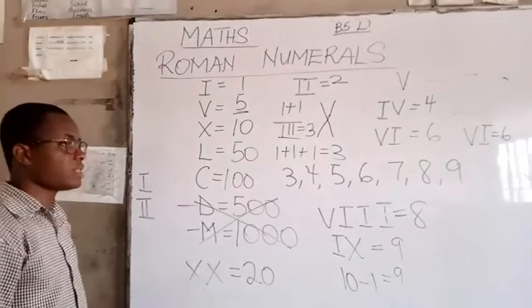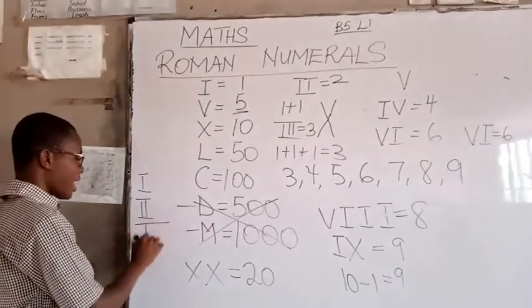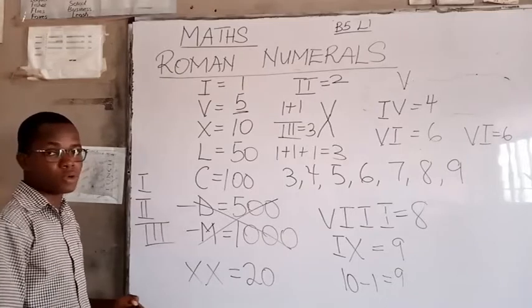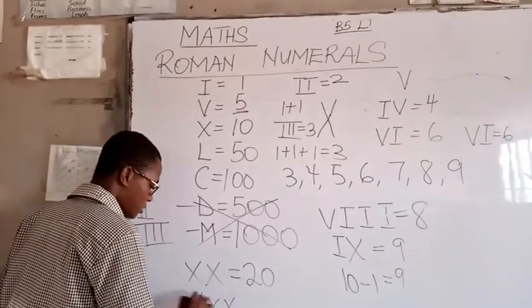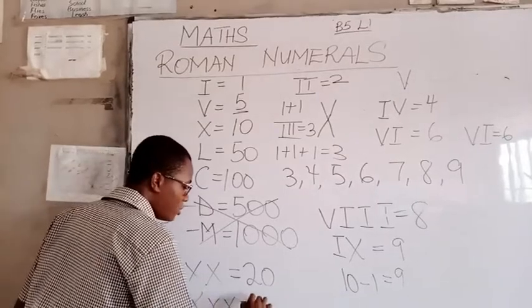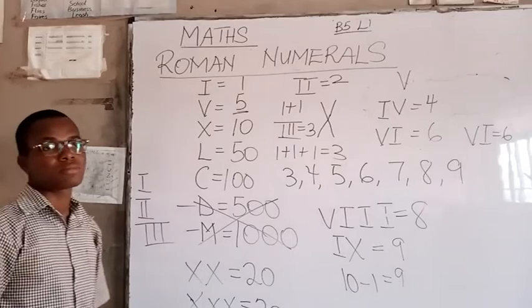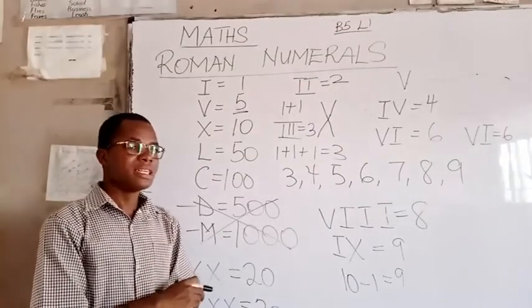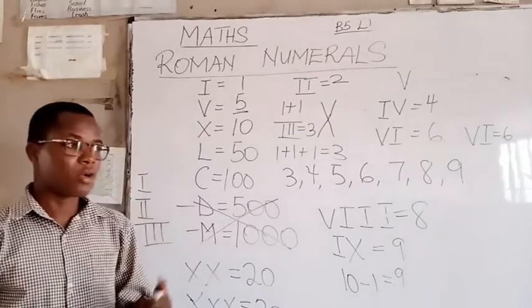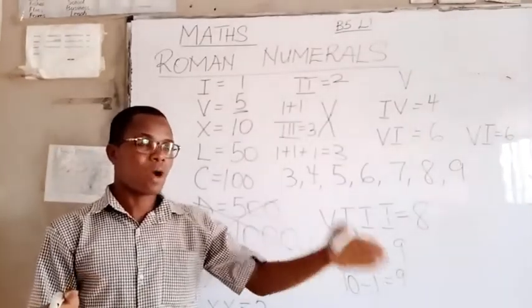Then when you get to 30, how do you think it's going to look? Just like 3, you do III. In the same way, XXX is giving you 30. I hope it's clear. Very good. So from this video, we are going to answer questions from 1 to 30.